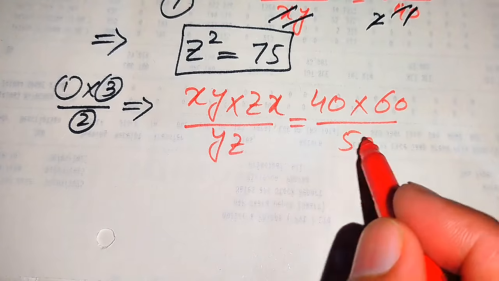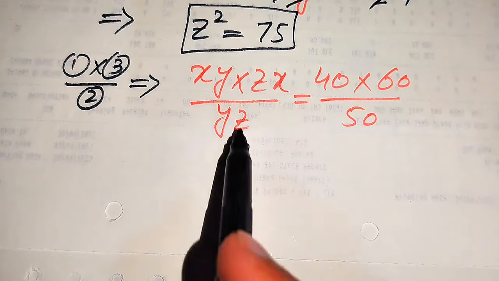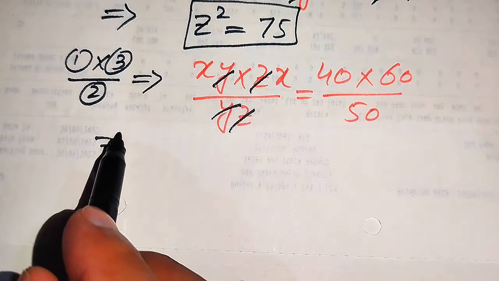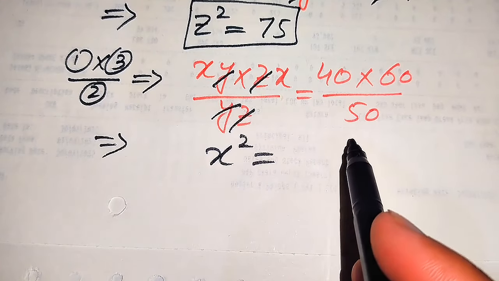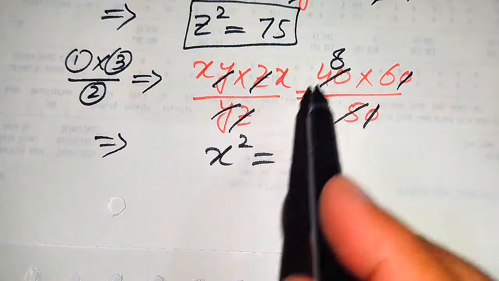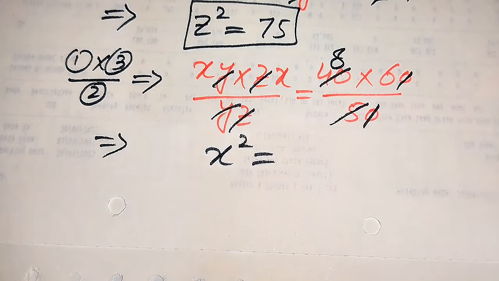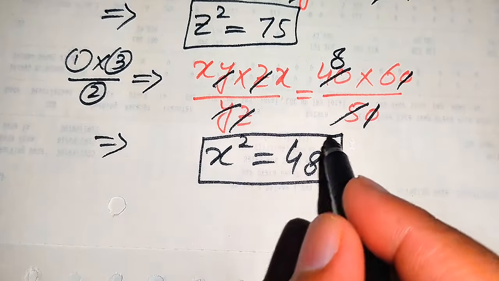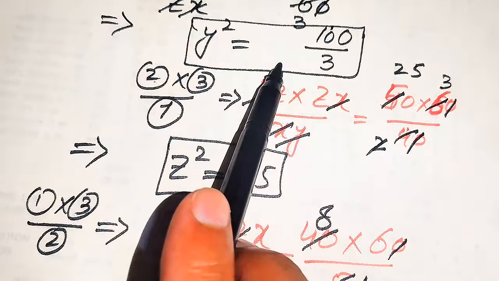equation number 1 is 40, equation number 3 right hand side is 60, and equation number 2 right hand side is 50. So now we need to make a little bit of simplification here, and you see that y is cancelled out by y and z is cancelled out by z, and here we have x multiplied by x becomes x square, and this 0 is cancelled out by 0, and 5 times 8 becomes 40, and 8 times 6 equals 48. So this is the value of x square. So we found all these three values of x square, y square, and z square.